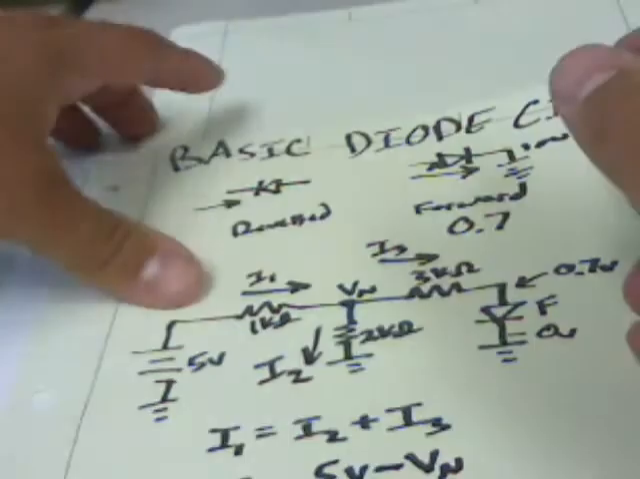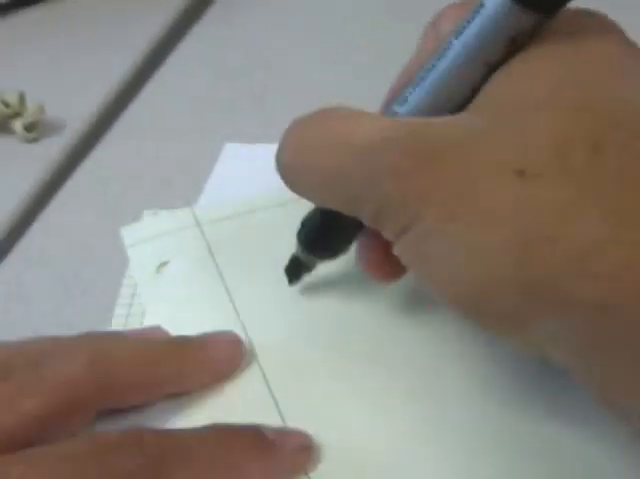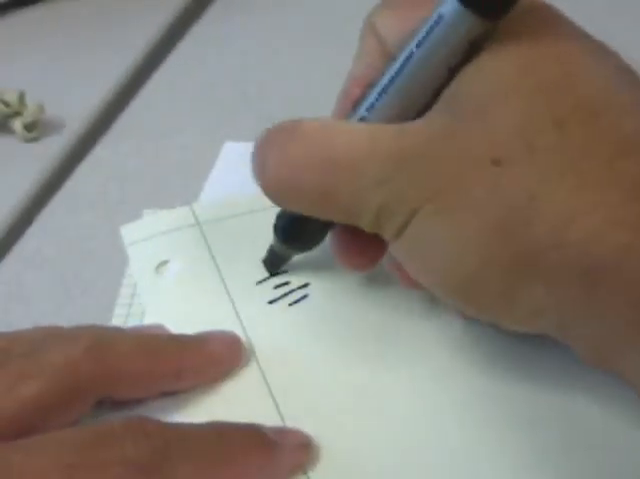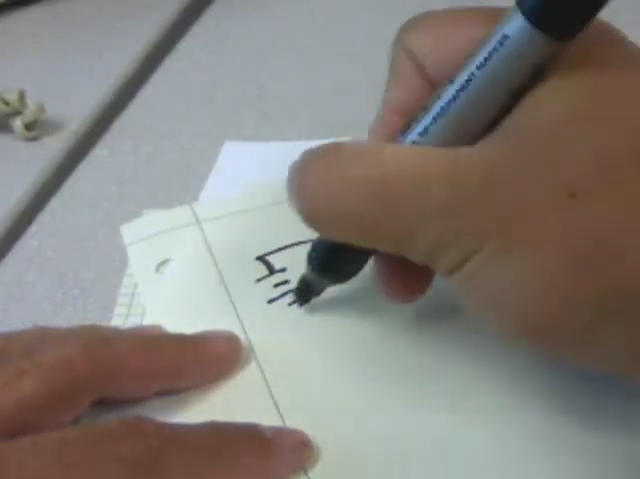Alright, so now let's try it one other way. Let's redraw the circuit. And say we have, instead of, I'll try to draw it fast here.